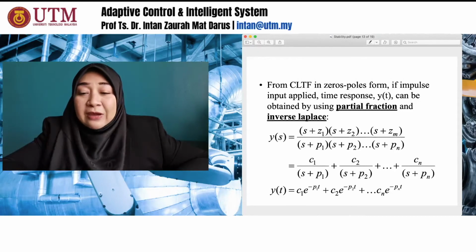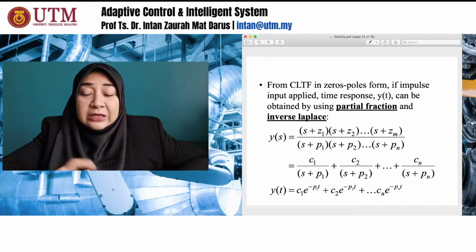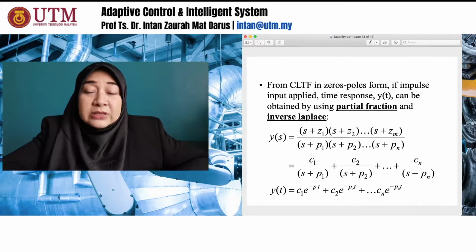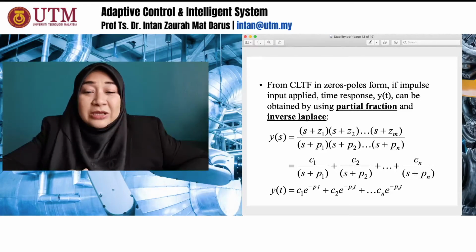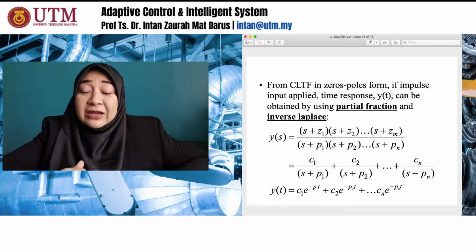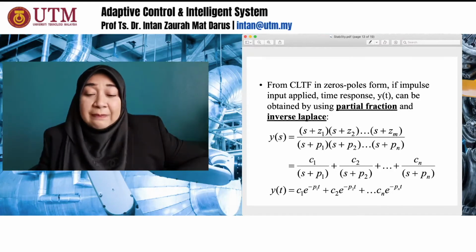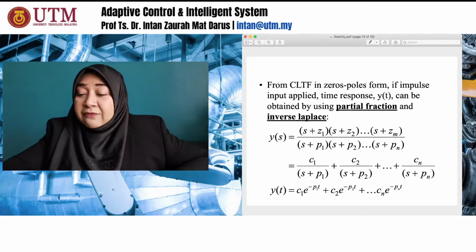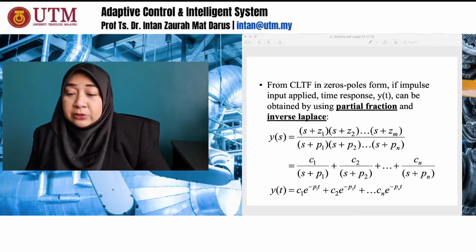So let's say we have Y(s) equal to this, which I've already put in zero and poles form, where the denominator will give me my poles and my numerator will give me my zeros. If I take the Laplace transform, before that, if I can do partial fractions, I will get my partial fractions as such. Then if I take the inverse Laplace, this is what I'll get. I'll show you in mathematical form. Let's have a look at an example.